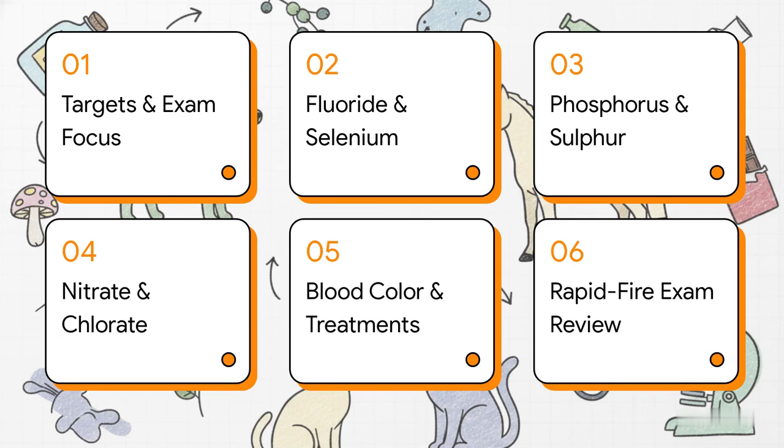All right, here's our clinical syllabus for today. 1. Targets and exam focus. 2. Fluoride and selenium toxicity. 3. Phosphorus and sulfur toxins. 4. Nitrate and chloride oxidizers. 5. Blood color and treatments. And finally, 6. A rapid-fire exam review.